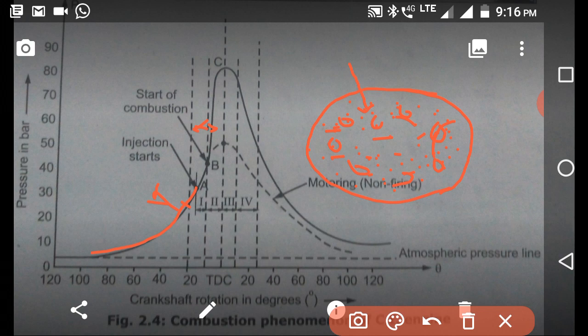Auto ignition of the combustible mixture will start at different places. All the molecules will start combusting, and since everywhere the molecules start burning, it leads to uncontrolled combustion and rapid pressure rise. This can be indicated in the P theta diagram from point B to C, and here the fuel injection has already started.